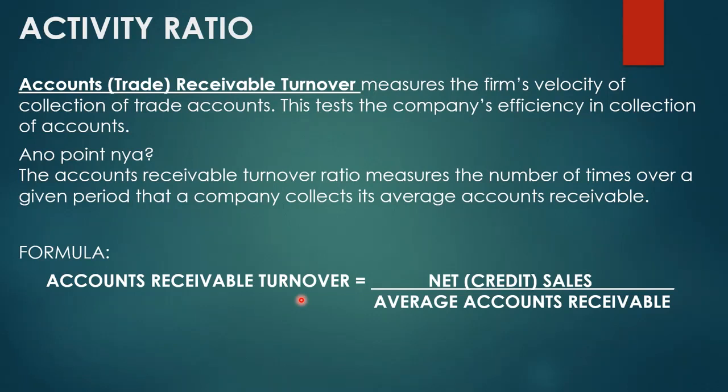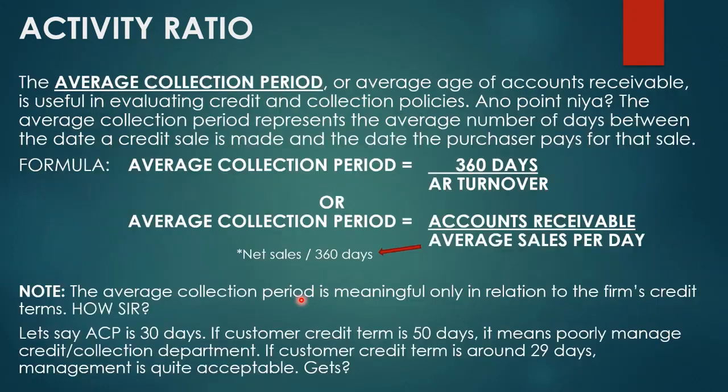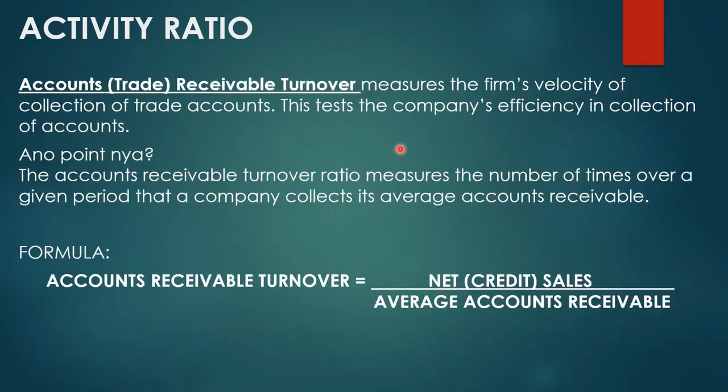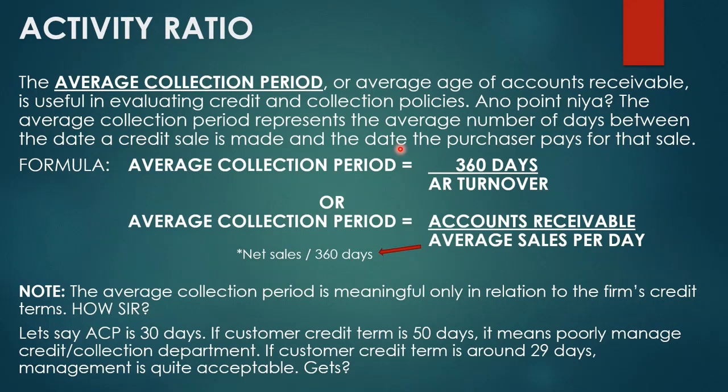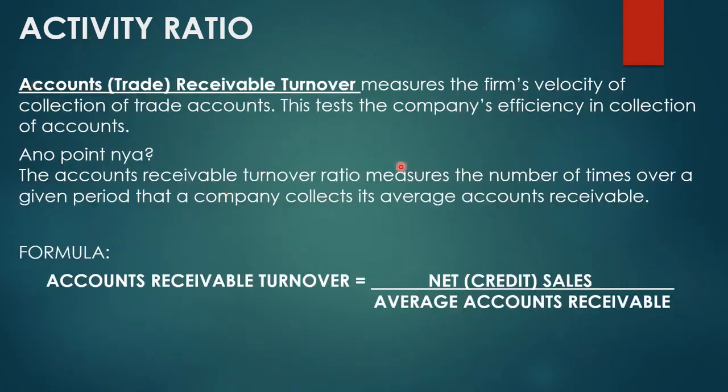Now, in connection with this AR turnover, we move on to the average collection period. So, what is the average collection period? The ACP, also known as the average age of accounts receivable, is useful in evaluating credit and collection policies. The average collection period represents the average number of days between the date a credit sale is made and the date the purchaser pays for that sale. The relationship between AR turnover and the average collection period: AR turnover shows how many times the company collects its accounts receivable within a given period of time.